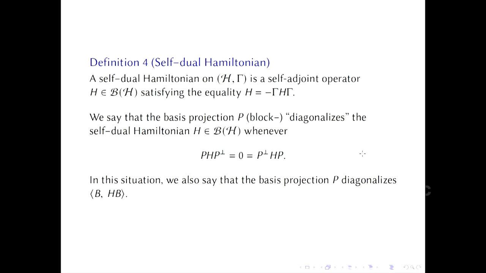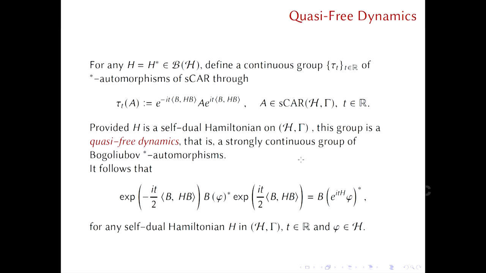Self-dual Hamiltonians are Hamiltonians which satisfy this property. They change sign under conjugation by gamma. And we say that a basis projection diagonalizes the Hamiltonian if it satisfies this property. So basically, if we find such a basis projection, we are done with the diagonalization problem, and one can show that such a projection always exists.